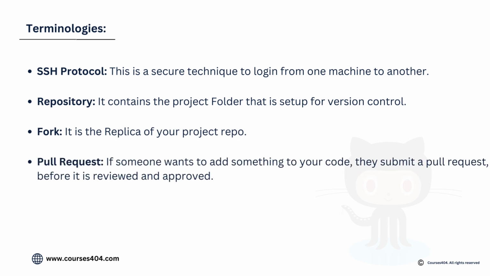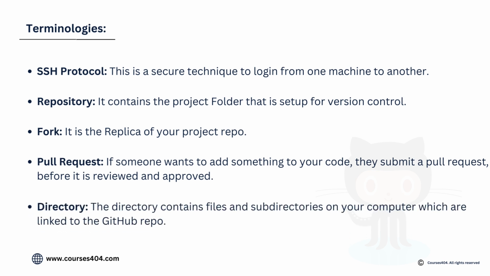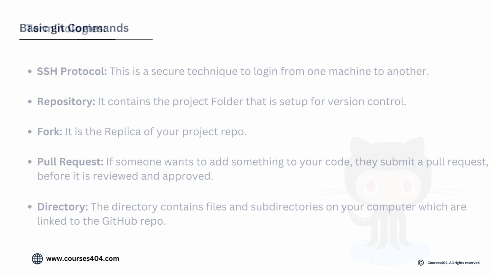Pull request. If someone wants to alter or add something to your code, they will submit a pull request before it is reviewed and approved. Working directory. A directory on your computer that contains files and subdirectories linked with Git repositories.